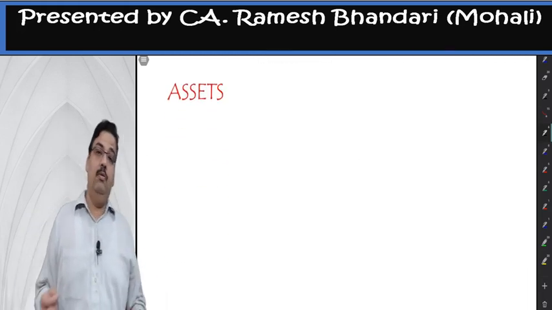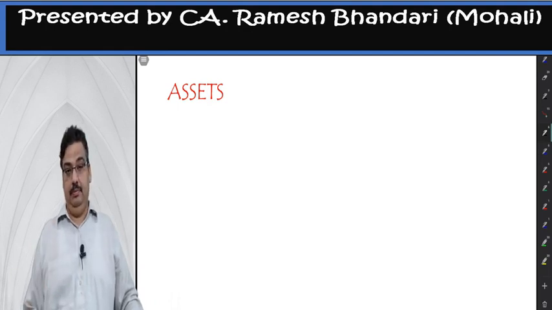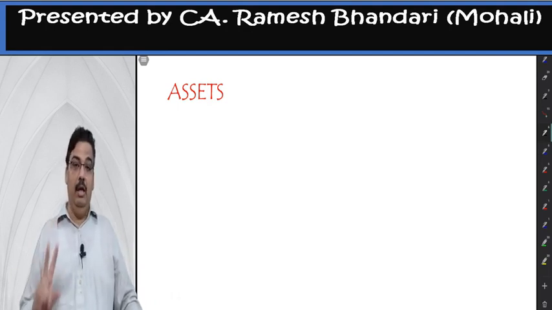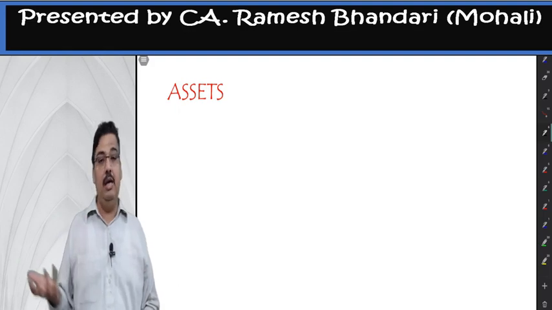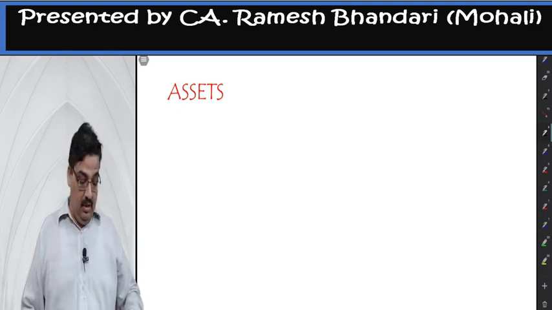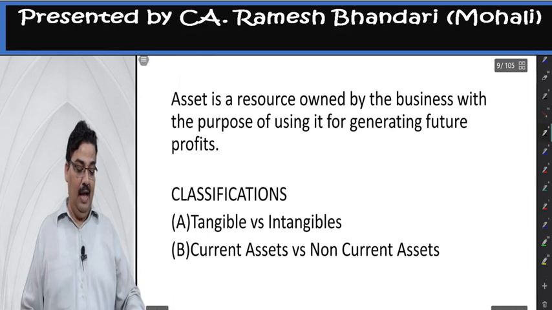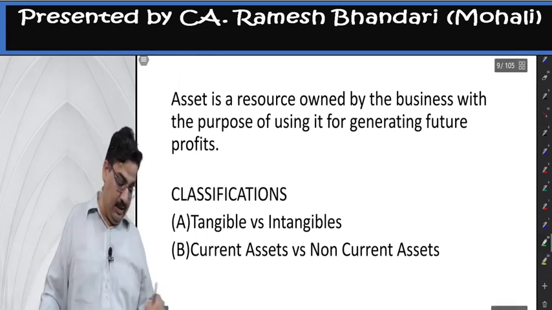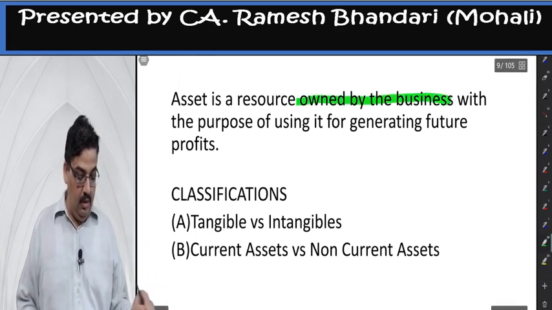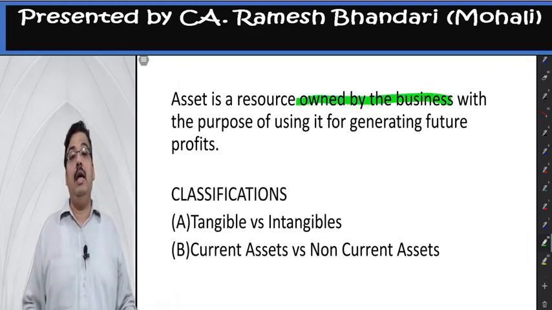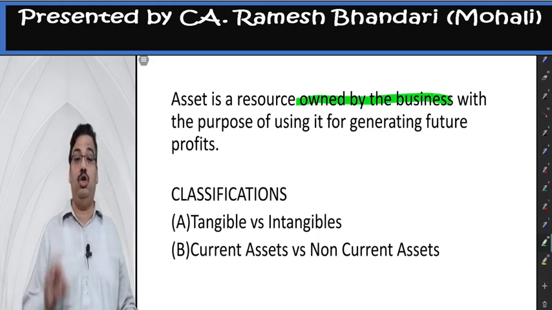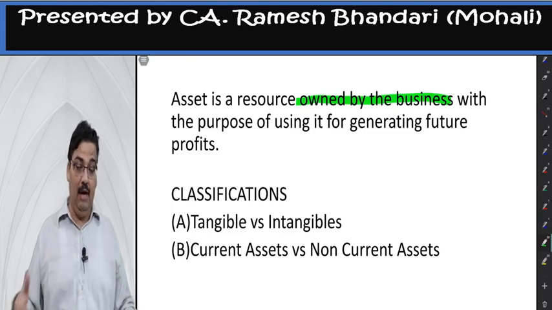Now we are elaborating what is an asset. Asset, liability, revenue, expenses, income, cash flow. We are trying to understand these basic terms as required by your syllabus. What are assets? An asset is a resource owned by the business with the purpose of using it for generating future profits. Any resource which has the capacity of generating future cash flows for the entity will be called an asset.